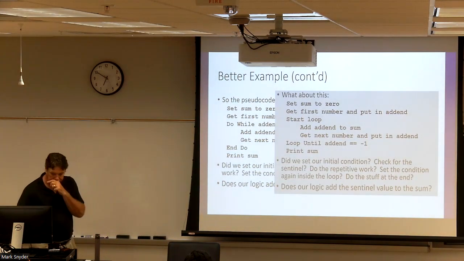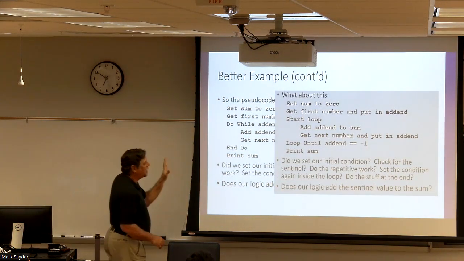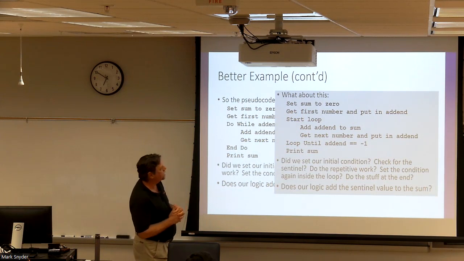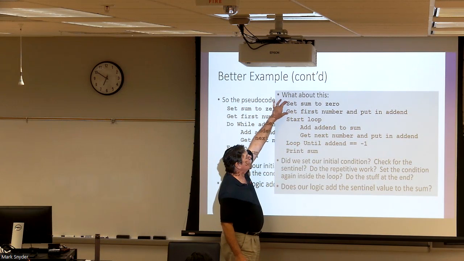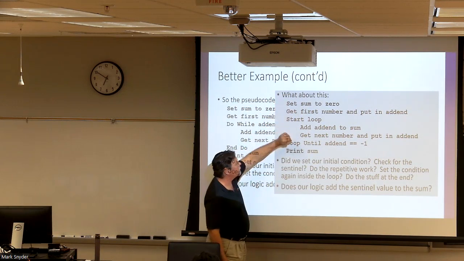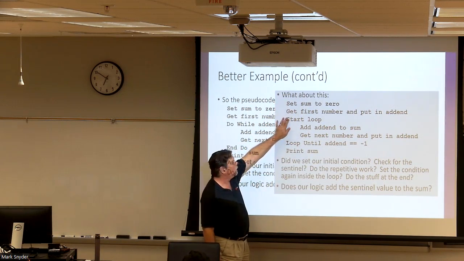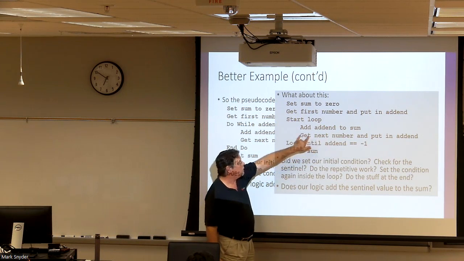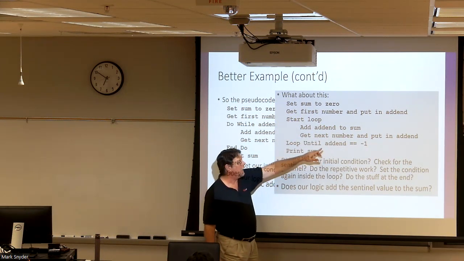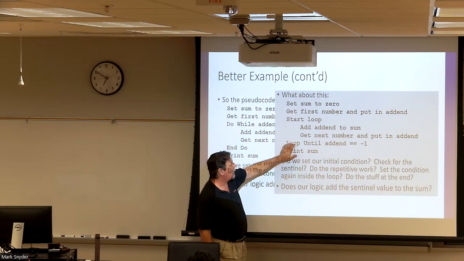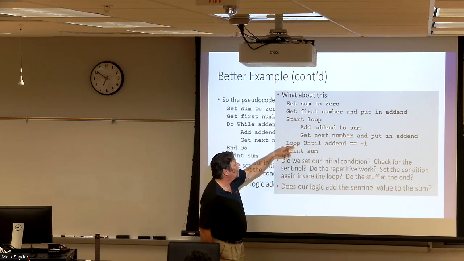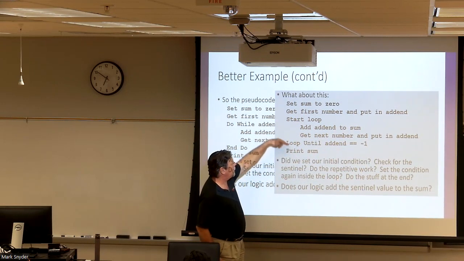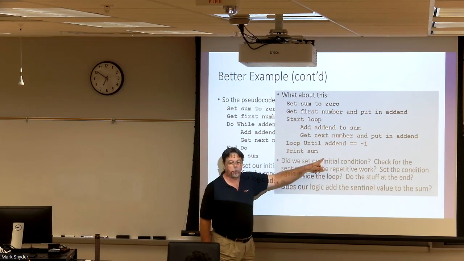Okay, here's another one. Slightly different. Hopefully you can see the differences here. Same thing. I set my initial condition, set the sum to 0, get the first number. I start looping. I add it to the sum, get the next number and put it into the add-in variable. And I loop until it's equal to -1. Boom, boom, boom, a bunch of times. Finally, they enter -1. And I print my output.